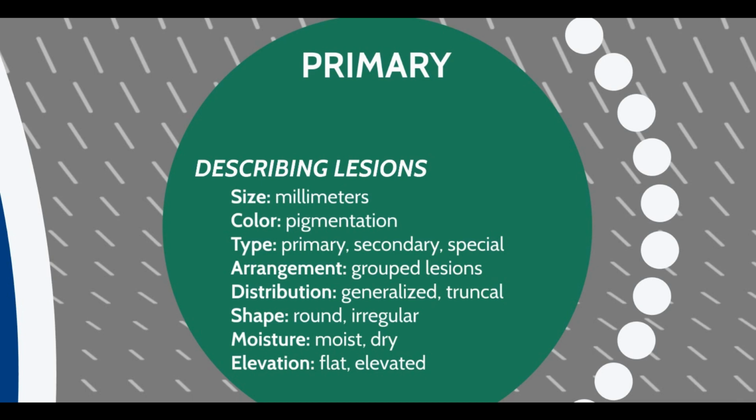There you go. Color. So the color refers to the pigmentation. So literally, what color is it? Type. Is this a primary lesion or is this a secondary lesion? Arrangement. So is there a group of lesions, or is this one lesion all by itself? This becomes important when we start talking about things like melanomas and skin cancers.